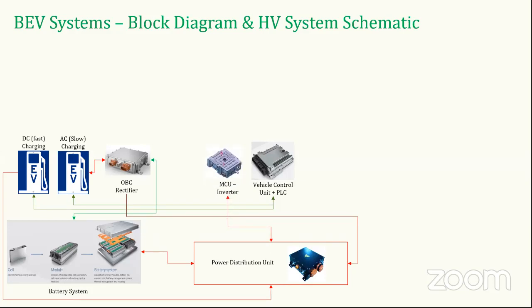So next is the motor controller, which is nothing but an inverter system. It generally employs a 6-pulse inverter. In advanced stages, it goes to the multi-level inverter. This helps to control the electric drivetrain, which is a combination of the electric motor and the transmission system.